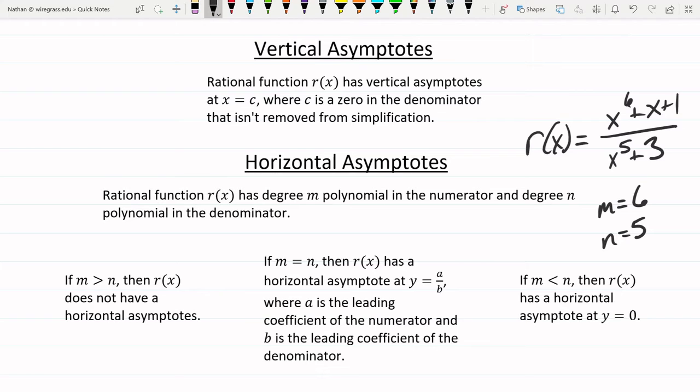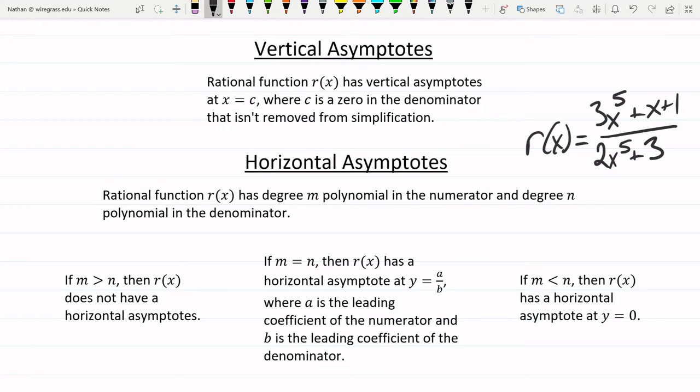If m is greater than n, like in this example I just showed you, there's no horizontal asymptote. There is a different type of asymptote that we'll talk about next called a slant one, or potentially a more complex one. But there's no horizontal one. Now, if they're the same, for instance, if I change this and make the top 3x to the 5th plus x plus 1, and then 2x to the 5th plus 3.